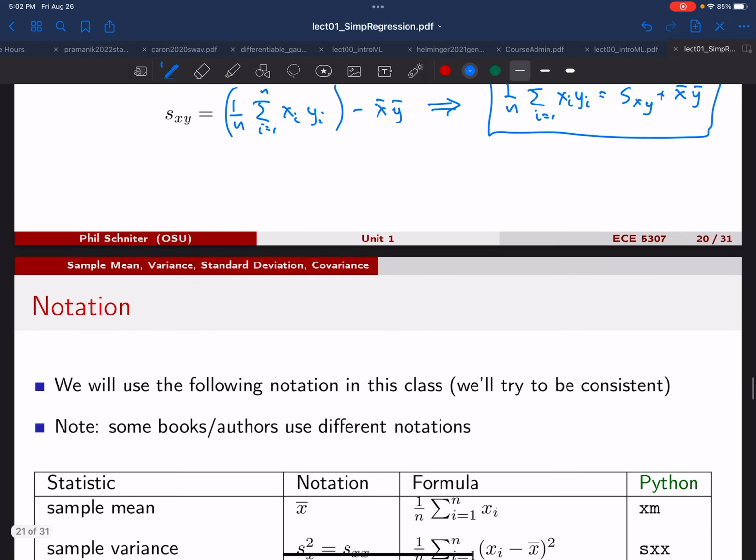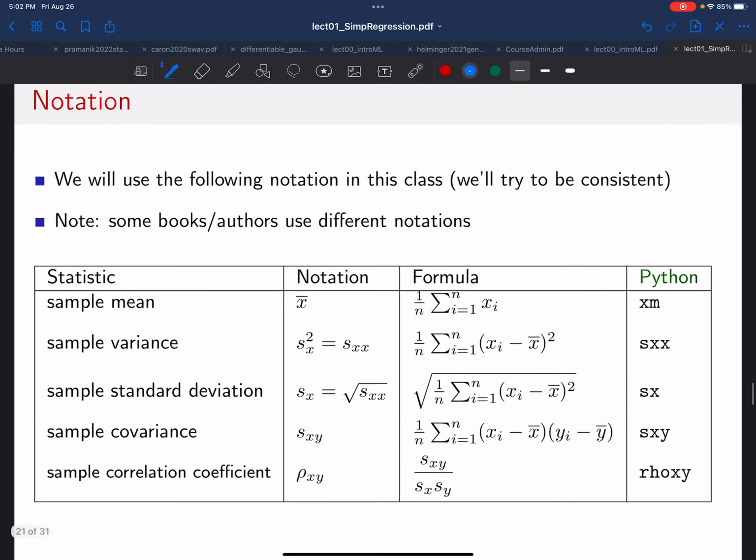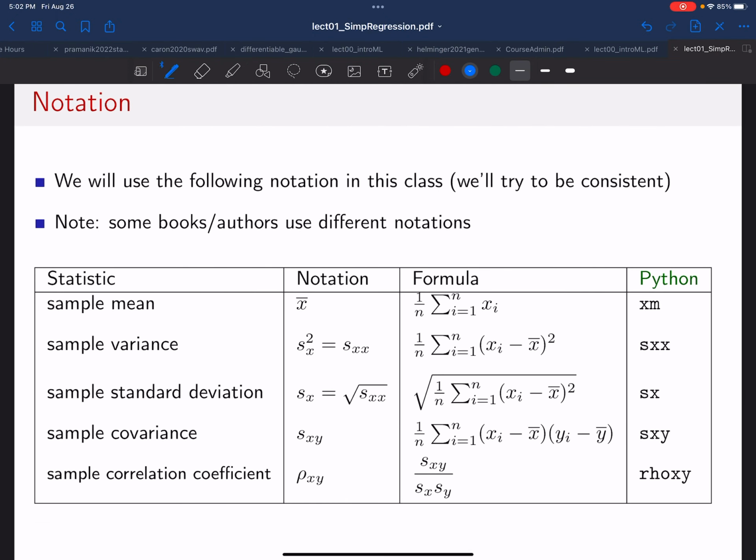Okay, so here's a summary of these 5 statistics that we saw, what their names are, what their notation is. We have the sample mean of x. We have the sample variance of x. There's actually 2 ways we can write this. We can write it as sx squared. That's how we defined it.